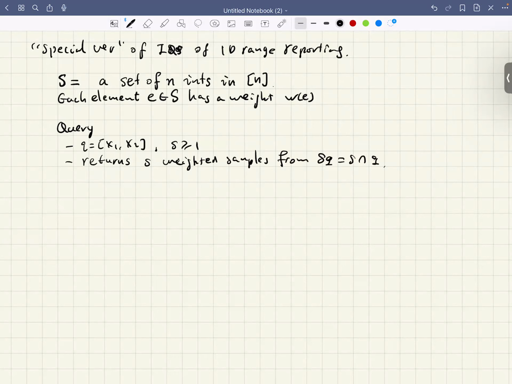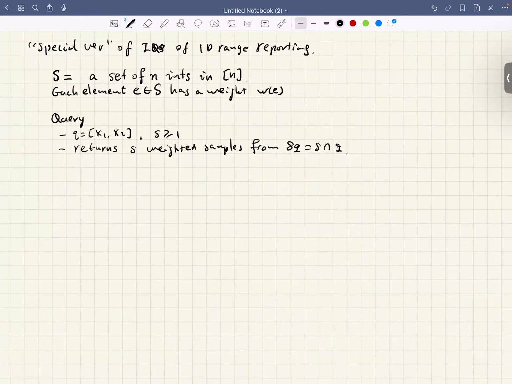The key difference between this special version and the generic version is that in this version, the data sets are very regular. It goes from 1 to n. So it suffices to solve this problem if you want to do tree sampling. And this is a problem that we can solve in log n plus s. Actually, we can solve the problem in 1 plus s, but today we'll do log.